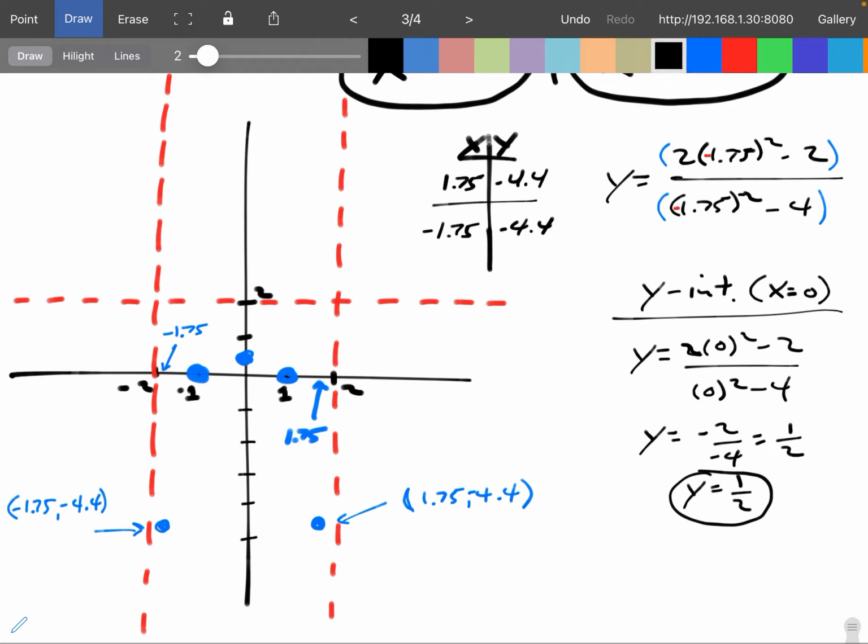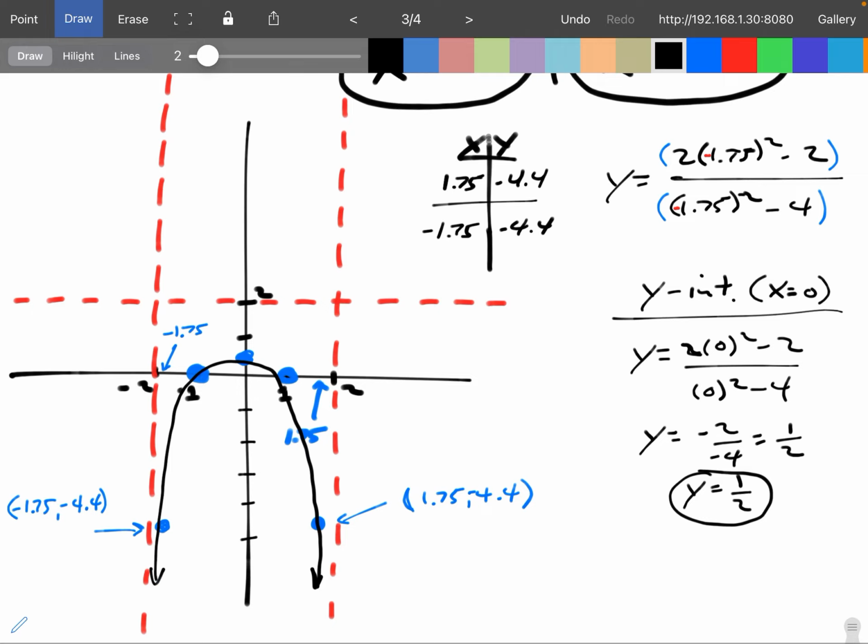Now, do you see what my graph is doing? Hopefully you can see it now. My graph is doing this right here. It's going like this. All right. Now I got to figure out what the rest of my graph is doing.